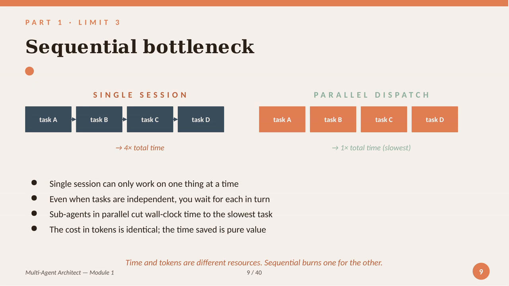If they're truly independent, same input through different lenses, different sources for the same query, variance of an output, parallel wins. A single Claude session is structurally serial. It can only do one thing at a time, even when the work is naturally parallel. The bottleneck is the shape, not the model. Multi-agent breaks the shape. A single session can't.